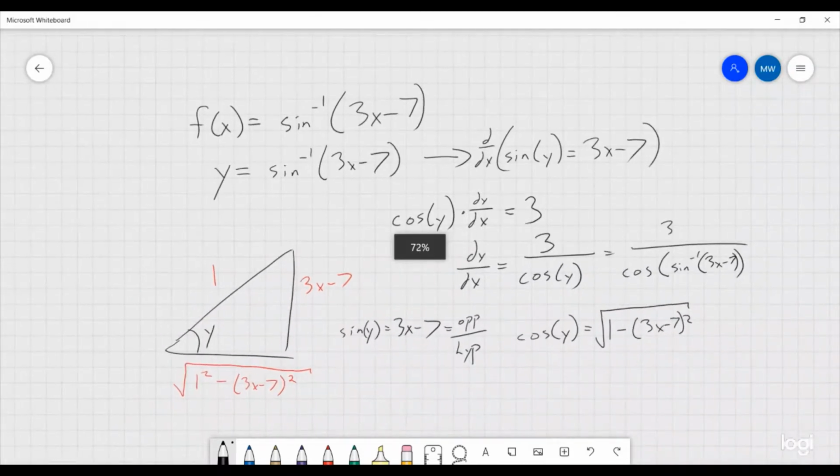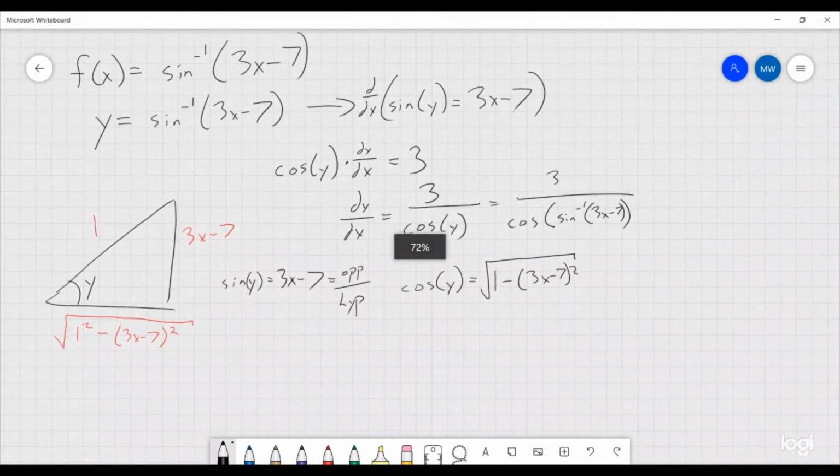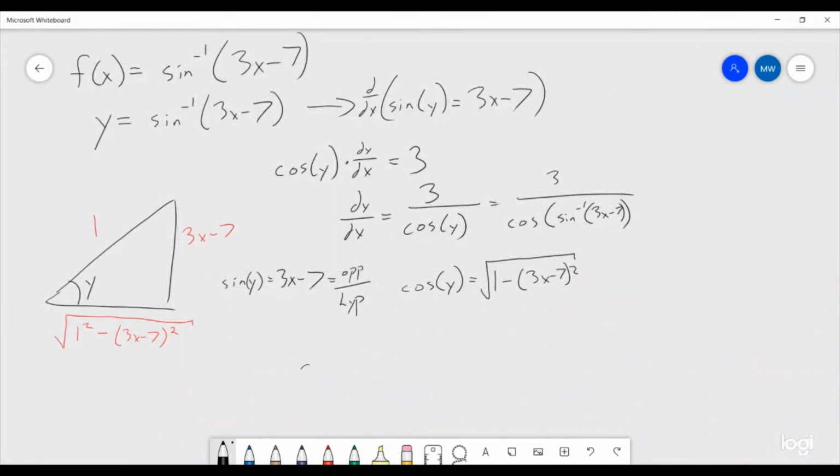So that tells us that the derivative, dy dx, is going to be equal to 3 over cosine of y. Cosine of y is the square root of 1 minus 3x minus 7 squared. And that would be how I would approach figuring this out, because the derivative of y was f of x, so that is f prime of x. So that is how I would approach this problem.